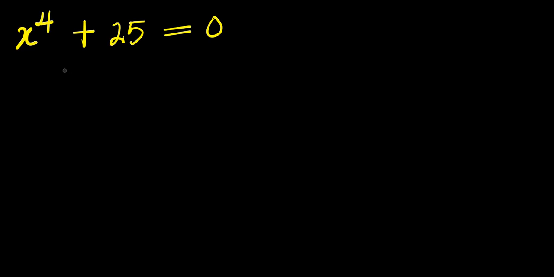Hello, how to solve this exponential problem? This is x power 4 plus 25 equals 0. Solving for all values of x that satisfies this equation. So now this is power 4.